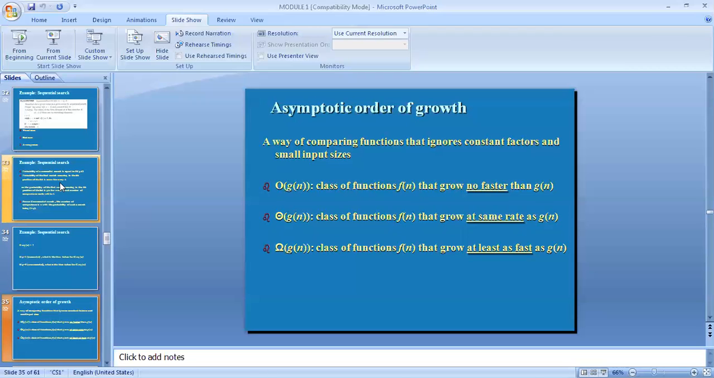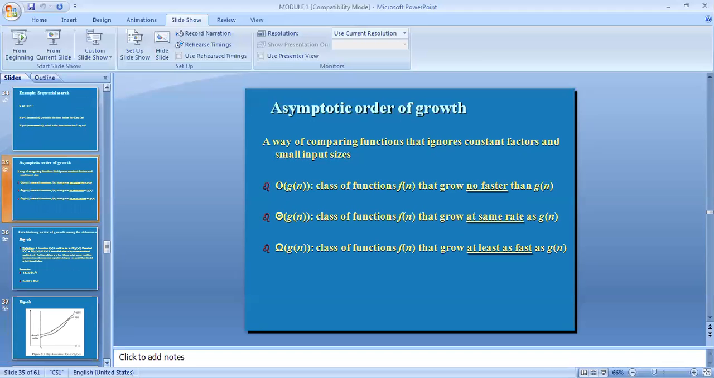And O of g of n, the class of functions f of n that grow at the same rate as g of n. Omega of g of n, the class of functions f of n that grow at least as fast as g of n. This is the asymptotic growth, the order of growth of the functions.